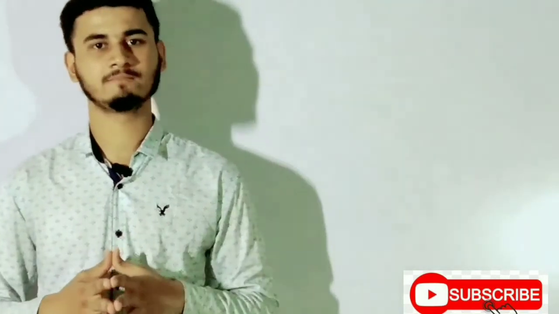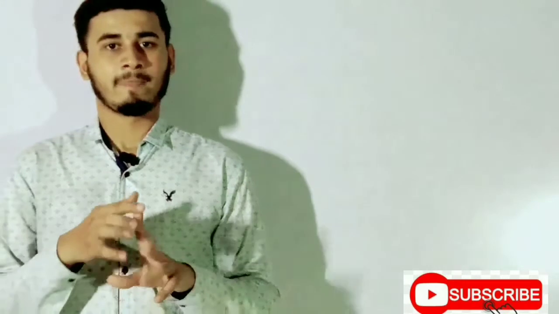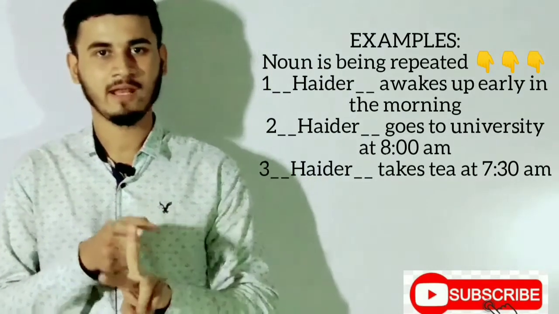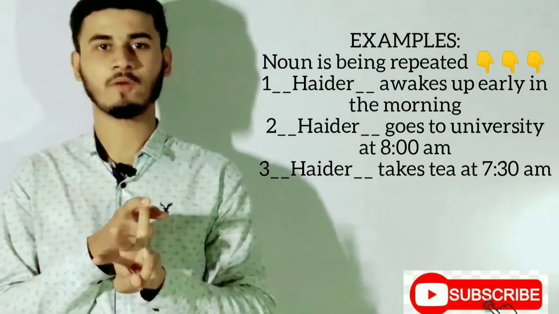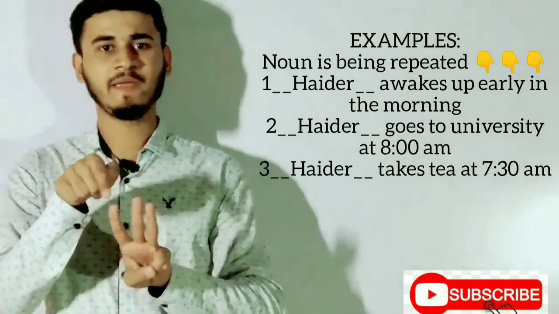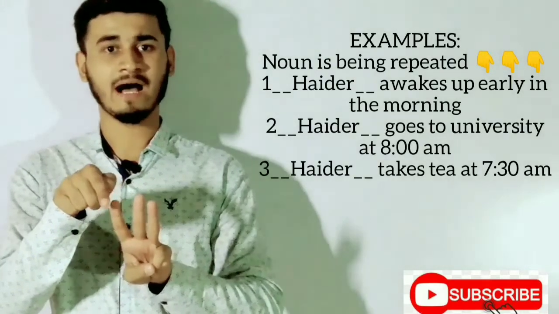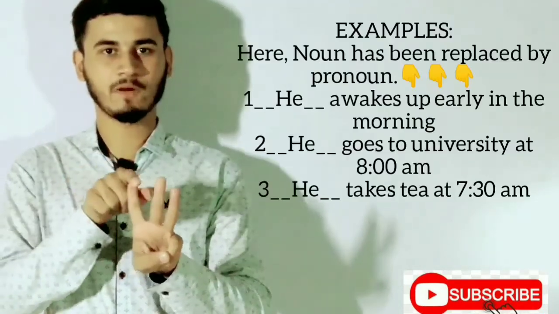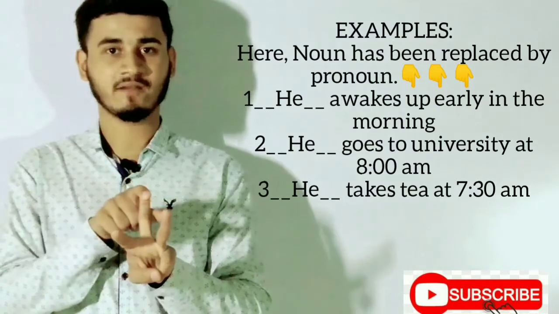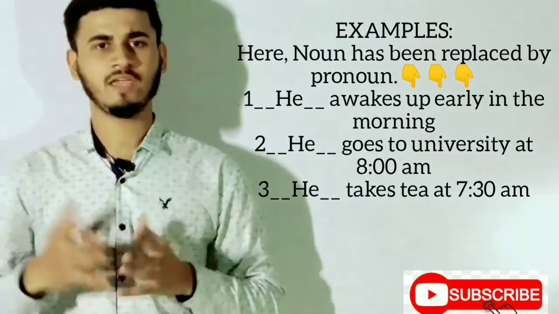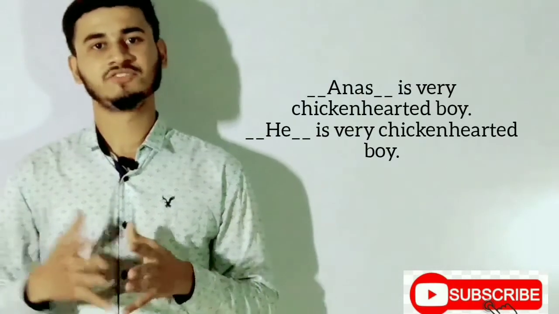For example, Heather wakes up early in the morning, and Heather takes tea at 7:30, and Heather goes to university at 8 o'clock. If you notice in these 3 sentences, the word Heather, which is a noun, is being repeated. And how can I avoid the repetition of the noun? By using a pronoun. He wakes up early in the morning, he takes tea at 7:30, and he goes to university at 8 o'clock.